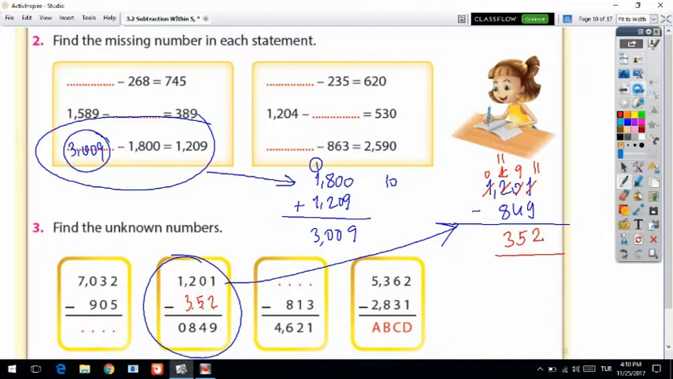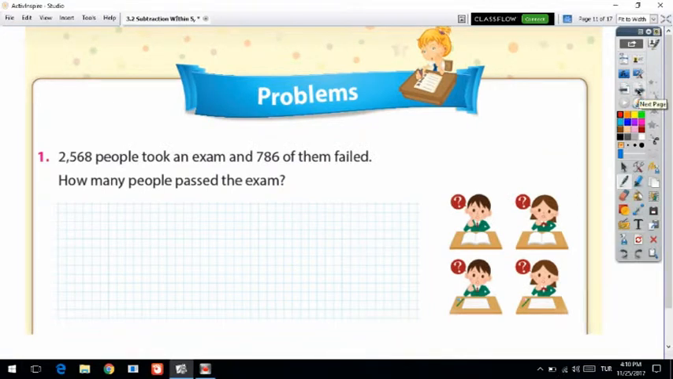Okay, so now let's look at another page to solve it. We have a word problem. A word problem is very important to understand first, then solve it. But if you understand well, you have to solve it clearly. First of all, we have 2,568 people who took an exam, then 786 of them failed, did not pass. How many people passed the exam? For example, do you remember, guys? I gave an example in the classroom.